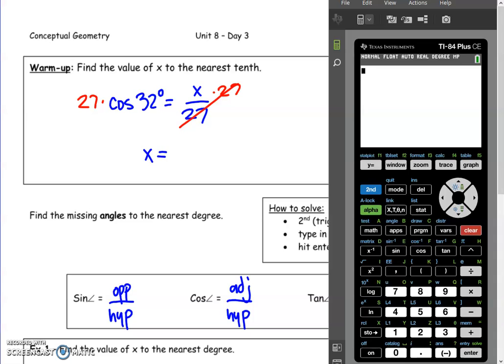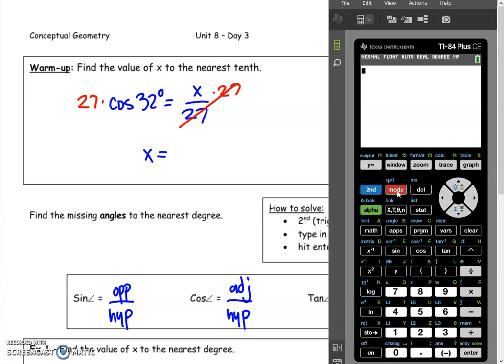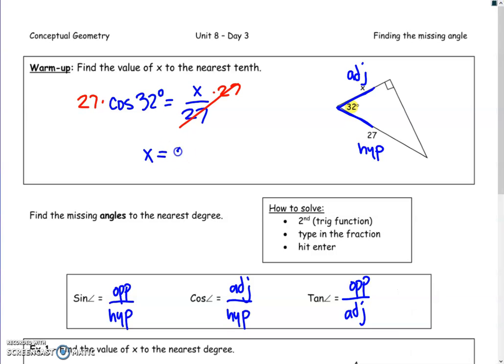Just a quick reminder, make sure you go to mode, especially if you're borrowing a calculator, and put it in degree mode if it isn't already. So now I know my calculator's in degree mode. All I have to do is type in 27 cosine 32 and hit enter. It says round to nearest tenth, 22.9.